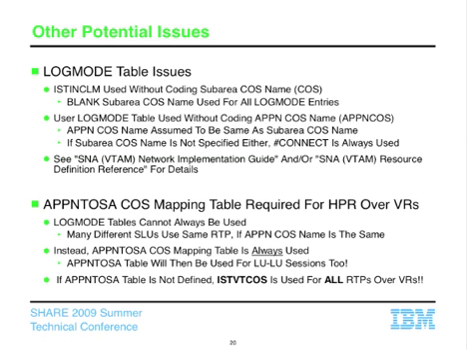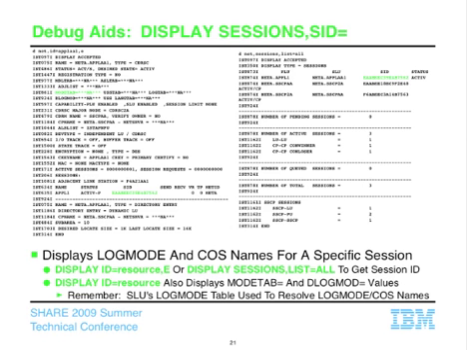If you're not doing HPR across virtual routes, I recommend that you stay away from the APPN to subarea and subarea to APPN class of service mapping tables completely. Finally, I have a couple of debug aids. I told you that if sessions set up, they still may not be setting up the way you want them to, so you have to make sure that you're actually looking for the results.